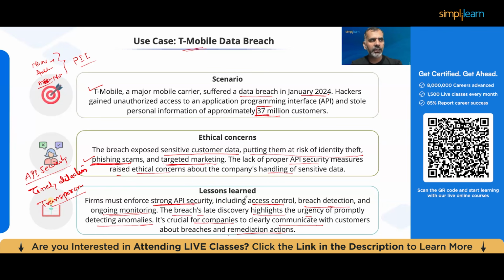Does anybody know about any other kind of incident where we can see these kinds of use cases, where we have seen a breach of data, what the ethical concern related to that data was, and what the lessons learned from that particular incident were? Does anybody know any incident? You're all working in the industry, you must have seen that.